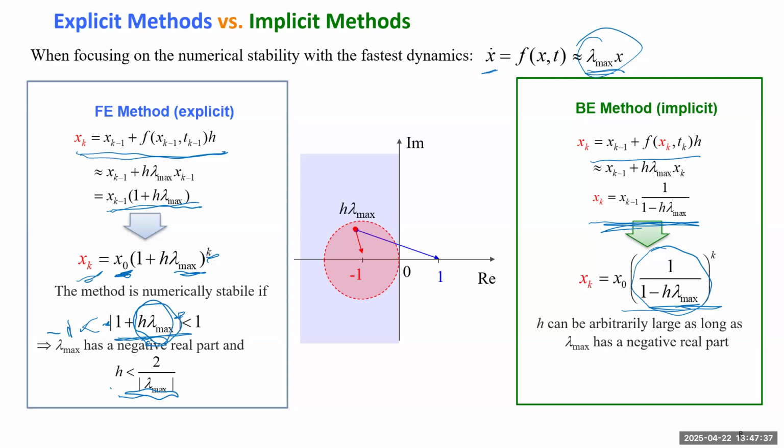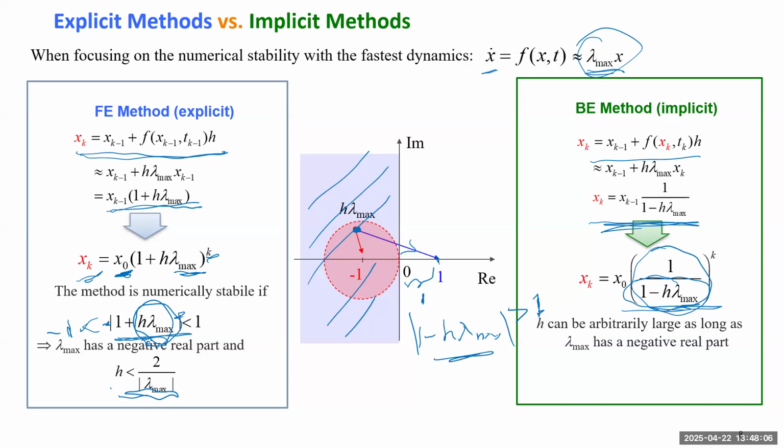Because this denominator describes the distance from any complex number to the distance of 1. This one is always larger than 1. So which means 1 minus h lambda maximum, this one will always be bigger than 1, right? Because if it stays on the left-hand side, this distance is 1.